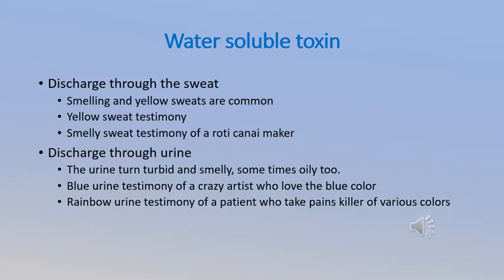So the water-soluble toxin is discharged through the sweat, and also through the urine. Through the sweat, sometimes the sweat becomes smelly, and sometimes it becomes yellowish in color. That's quite common. So I can give you a few testimonies, the yellow sweat testimony. At that time in Penang, I went to Penang for ganotherapy. One night during the Q&A, there was one member.